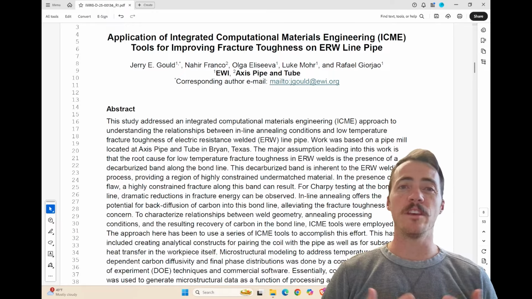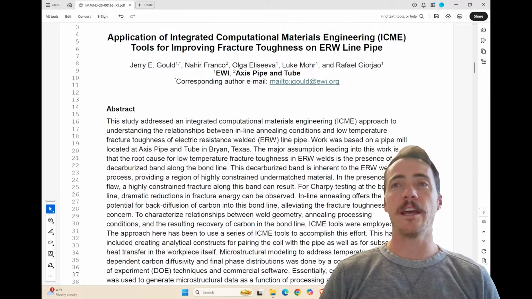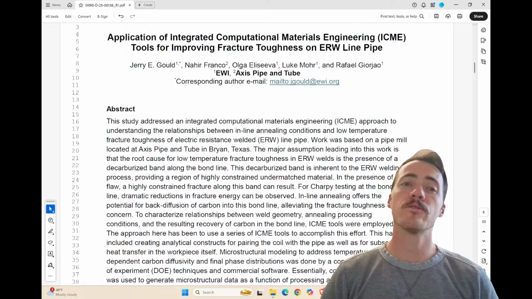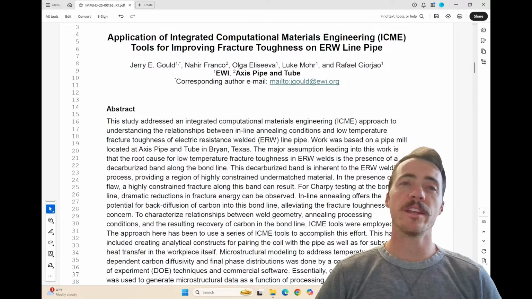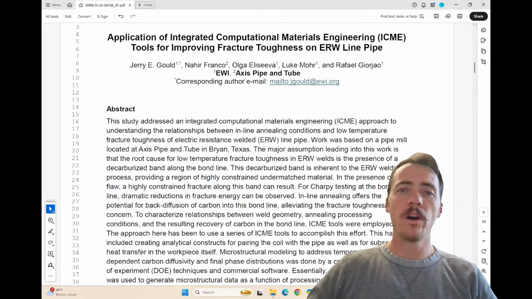It's about using the Integrated Computational Materials Engineering, or ICME approach, in a real industry use case, in actual line pipe. Now this work comes to us from lead author Jerry Gould and coworkers at EWI, Axis Pipe and Tube in Texas. So what is line pipe?